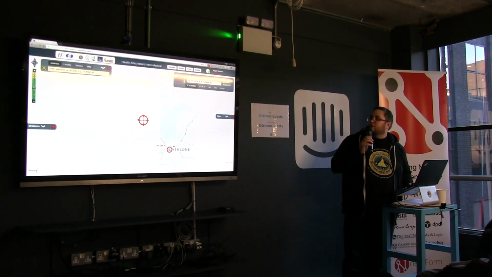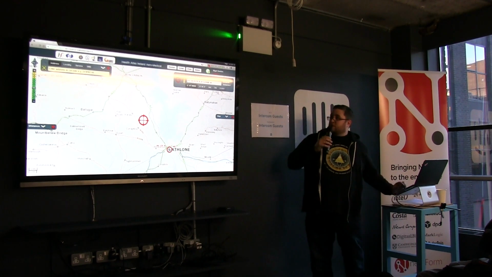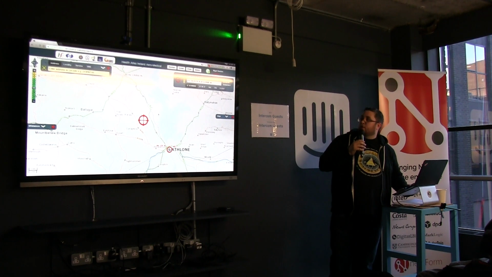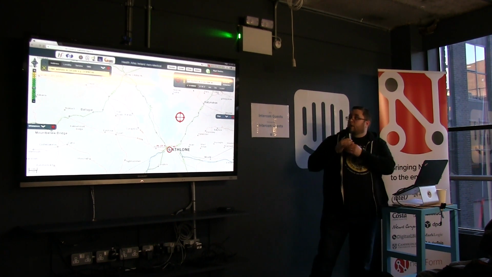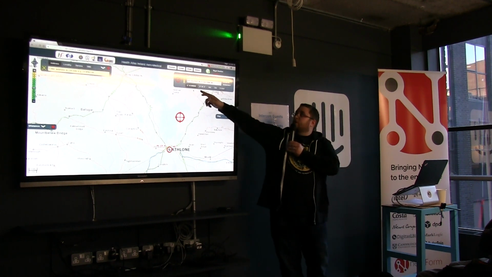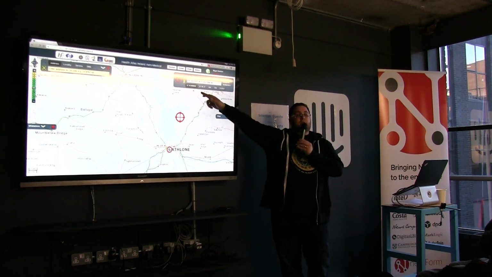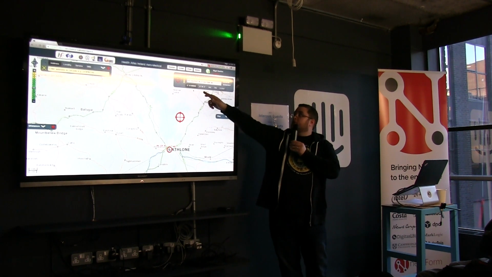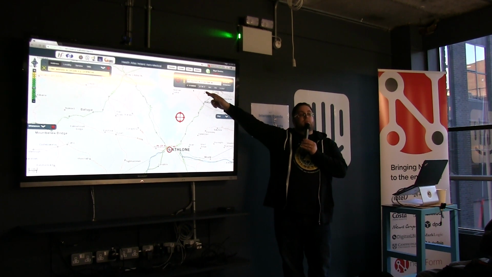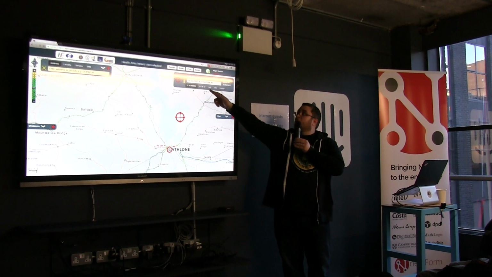This is what we call the target bar. This target here, you can drag around to pinpoint a certain area. The readings across here are in degrees, decimal minutes, which is the format used in aviation, and degrees, minutes, seconds, which you might be more familiar with on a GPS.